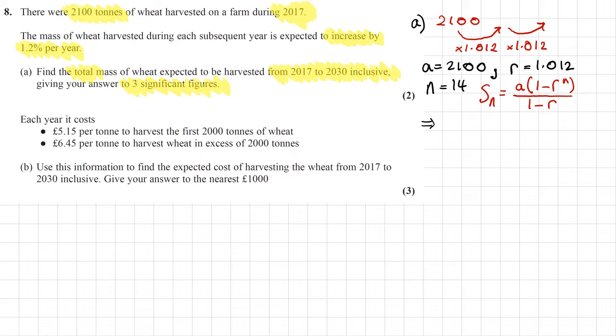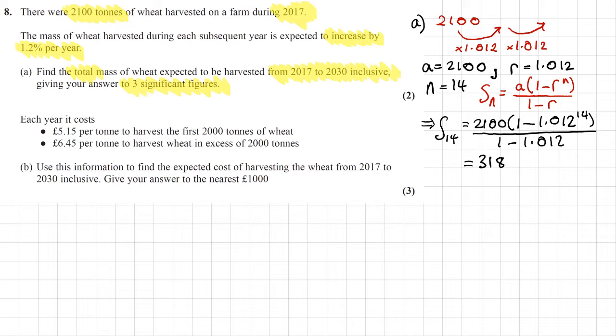So the sum of these 14 terms is equal to 2100 times by 1 minus r, 1.012 to the power 14 over 1 minus r. Now, using the other form where you have r to the n minus 1 and r minus 1 at the bottom, you don't get any negatives, you'll just get a positive divided by a positive rather than a negative divided by a negative. Let's work that out and see what we get. So I'll just write down everything I've got on my calculator.